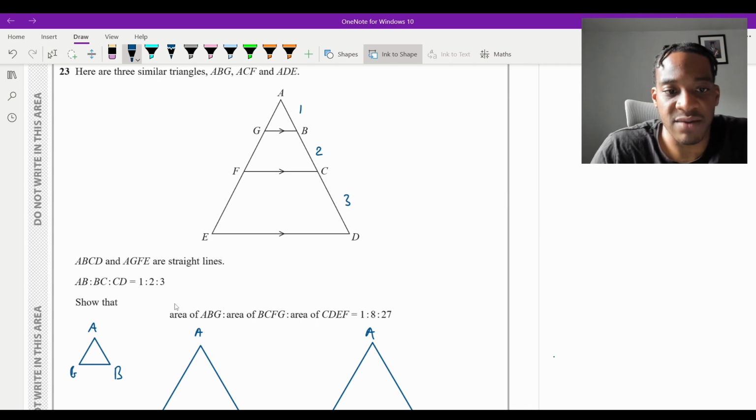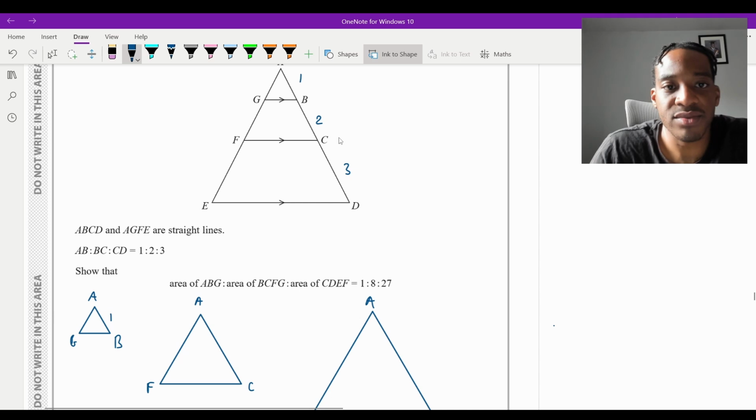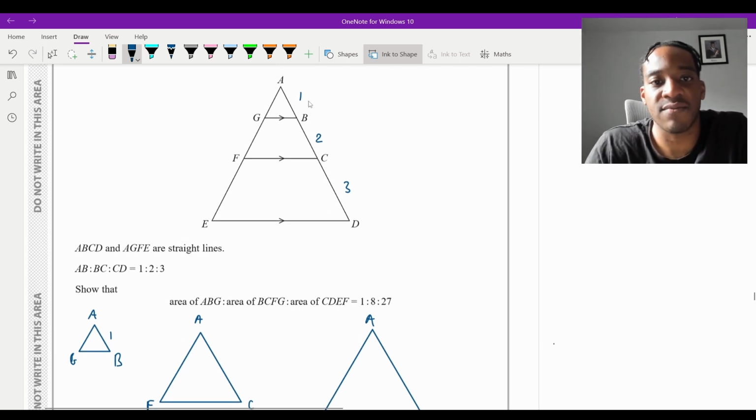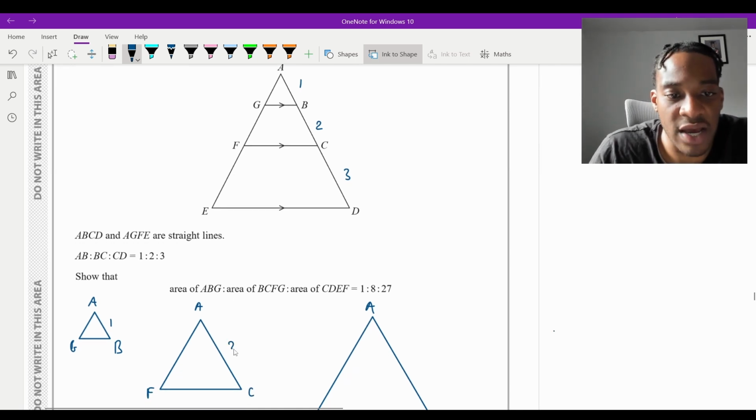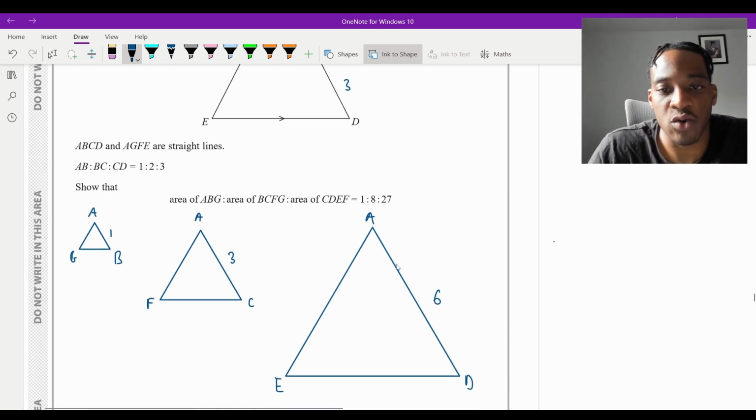Now, if I attempt to label this on our diagrams, A to B is 1. I'm going to put this here. And A to C, which is this one right here, is going to be 1 plus 2, isn't it? There's going to be a 3 here. And then A all the way to D is going to be 1 plus 2, which is 3, plus another 3, which is 6, right? So we've got the lengths here.